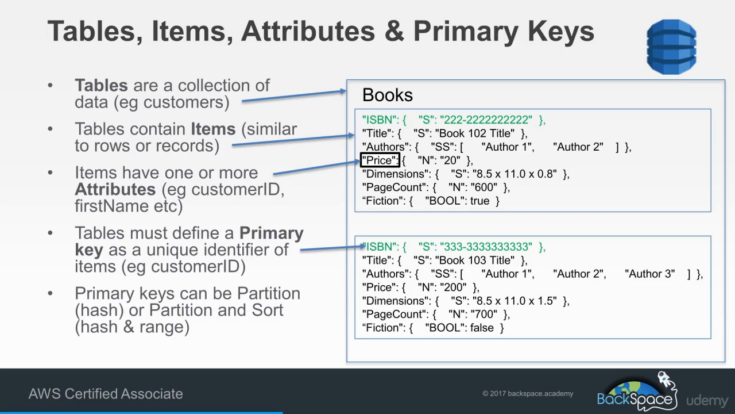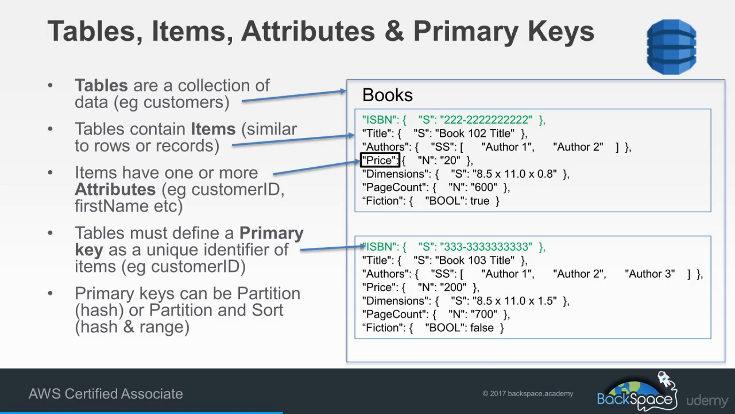So the components of a DynamoDB database are tables, items, attributes, and primary keys. Tables are a collection of data. So you'd have a customers table. And within that customers table, you would have items. Now, items are similar to rows or records in a relational database.